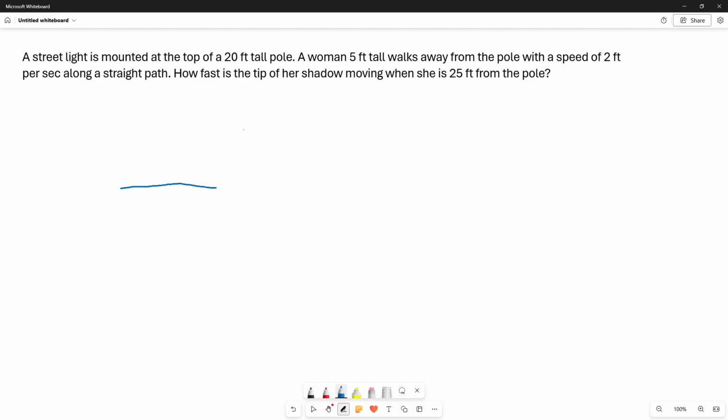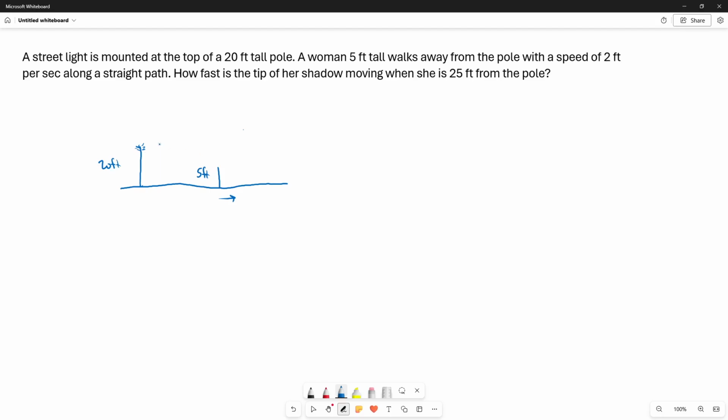Okay, so we have the ground, which we're assuming is horizontal and flat. And we have the pole, which is 20 feet tall. And there's a light at the top. And then we have a woman who is 5 feet tall that is walking away from the light in a straight line along this straight path here.